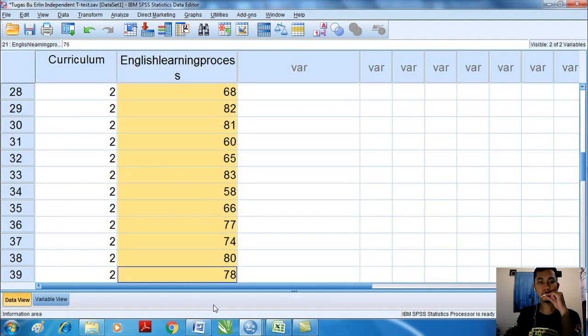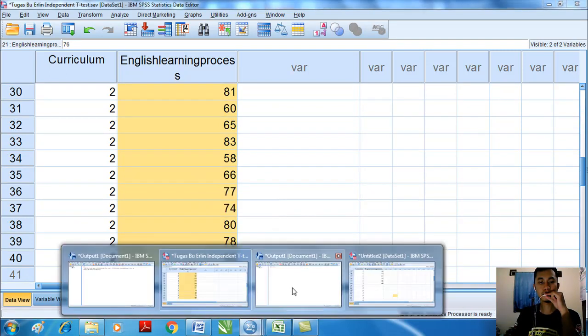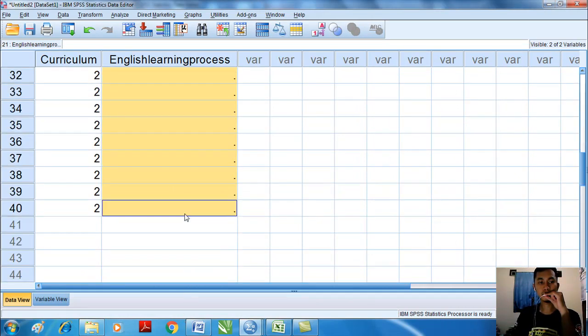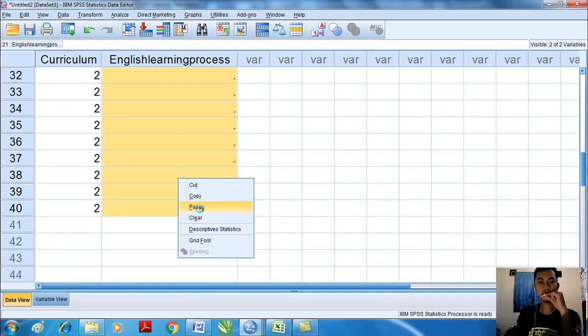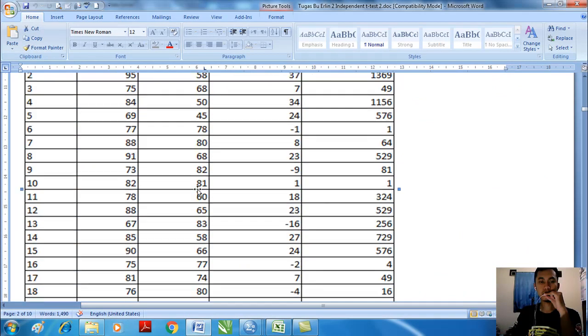420 to 40. This one. Paste. Already we have the data. Now already input the SPSS. Now come to this question.